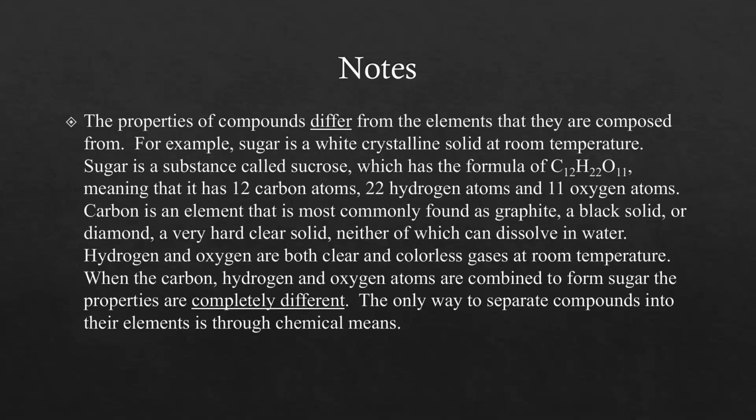Looking at its breakdown, carbon is an element that is most commonly found as graphite, like your pencil lead, which is a black solid, or diamond, a very hard, clear solid, neither of which dissolve in water. Sugar does dissolve in water. Hydrogen and oxygen are both clear and colorless gases at room temperature. However, sugar is a solid at room temperature. When the carbon and hydrogen and oxygen atoms are combined and form sugar, the properties are very different from the original elements to the compound. The only way to separate compounds into their elements is through chemical means.